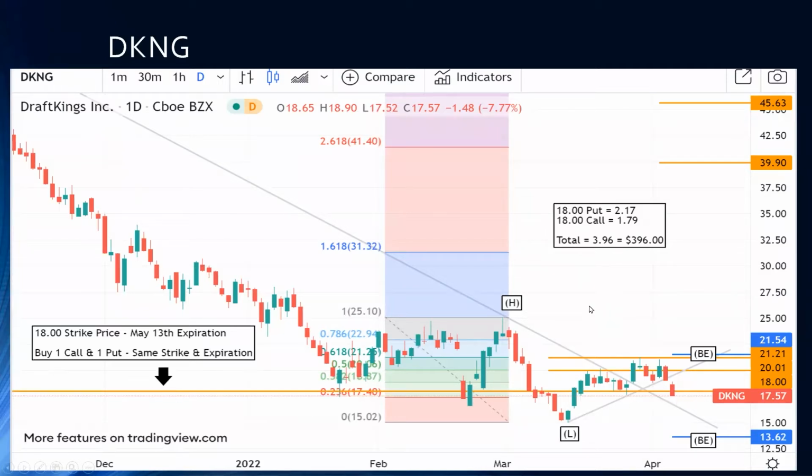Now for a straddle, when you buy a straddle, you purchase one call and one put of the same expiration date. Okay, so as you can see, this line here, this is our $18 strike level. So it's the same level for both the put and the call. And the expiration is also the same. We picked May 13th as an expiration.